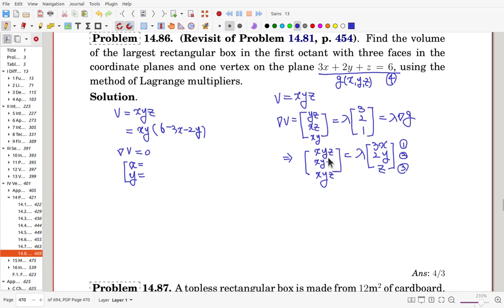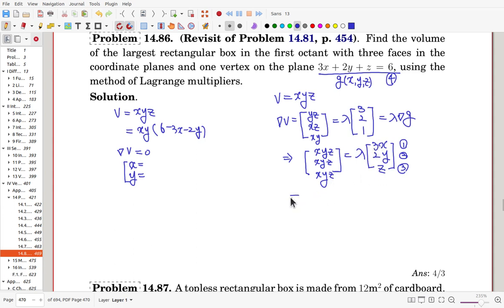Now, the left-hand side is all the same, xyz. So the right side must be the same if lambda is non-zero. But if lambda is 0, then at least one of x, y, z must be 0, and then the volume is 0. That is not the solution. So we may assume lambda is non-zero, then the left-hand side is all the same, so the right side must be the same.